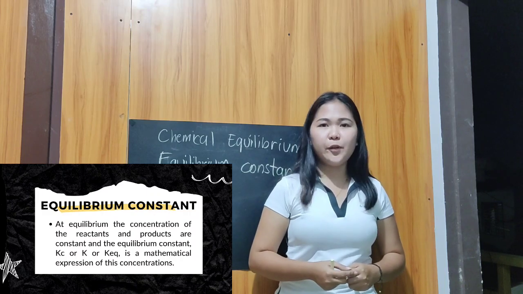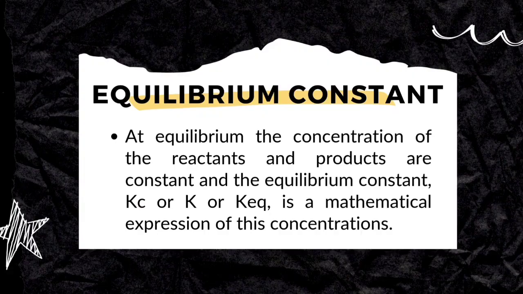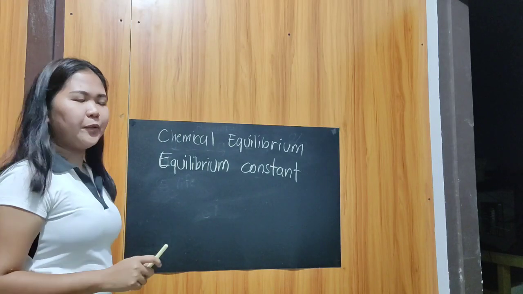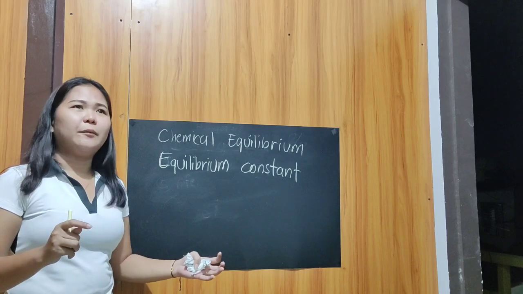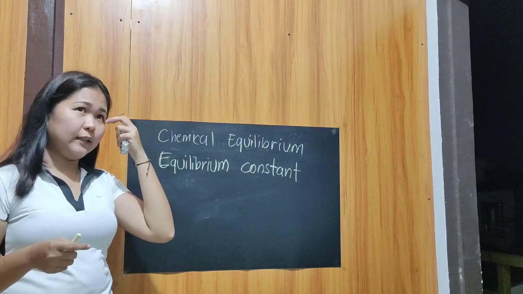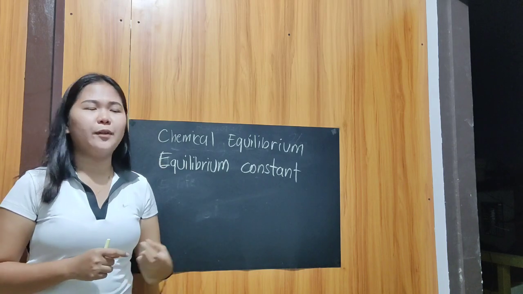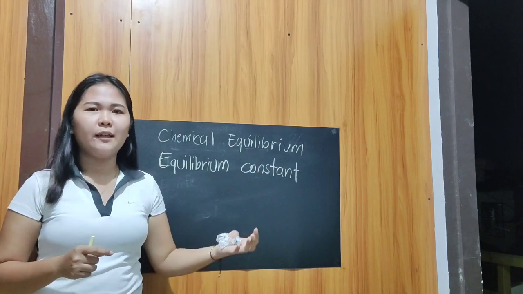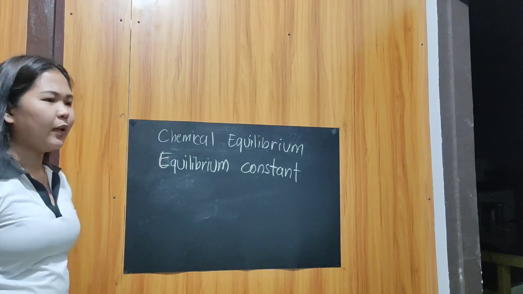Moving on to equilibrium constant. So at equilibrium, the concentrations of the reactants and products are constant, and the equilibrium constant, Kc or K or Keq, is a mathematical expression of this concentration. So when we say equilibrium constant, it has the relationship of the product and the reactant.